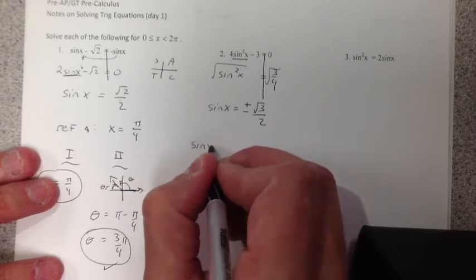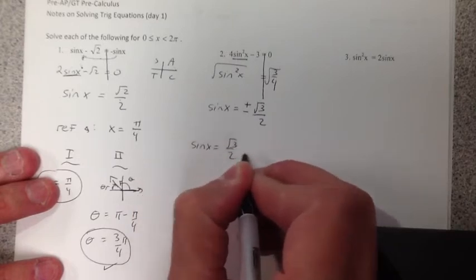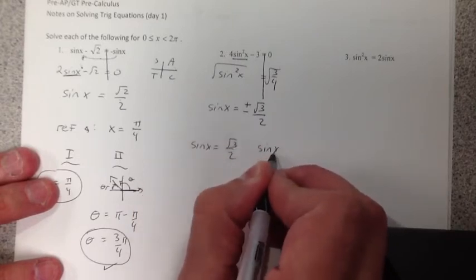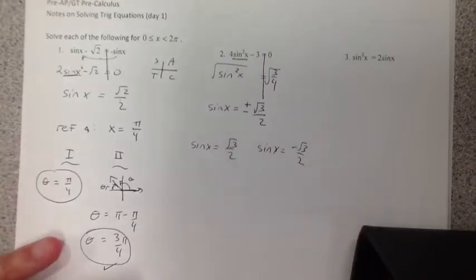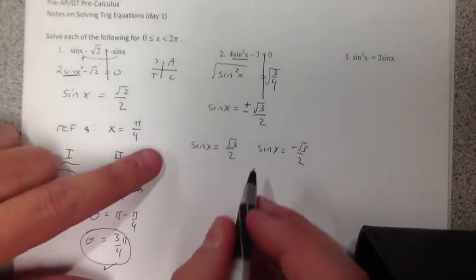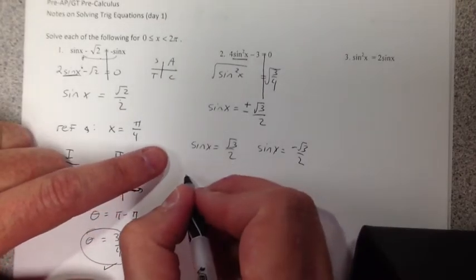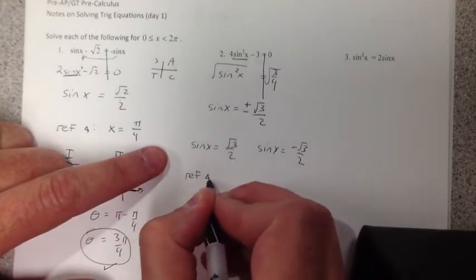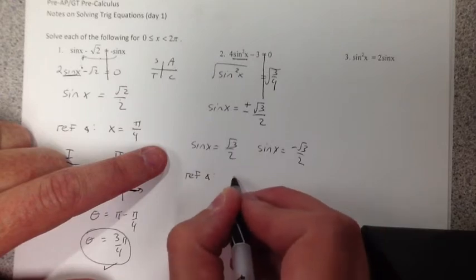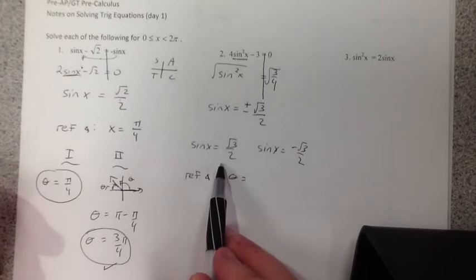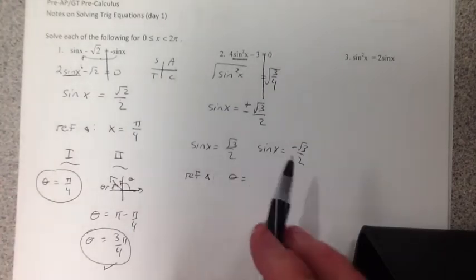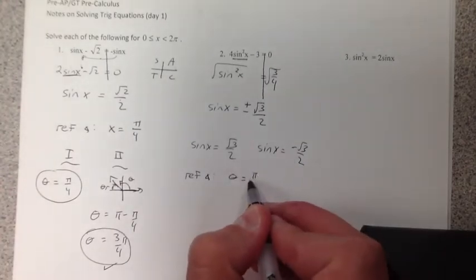I'm going to write this down, and I'm going to separate this into two equations now. I get the sine of x equals the positive root 3 over 2, and the sine of x equals the negative square root of 3 over 2. Get your reference angle. They both will have the same reference angle, because for the reference angle we don't want the negative anyways. And where is sine equal to root 3 over 2? Pi over 3.